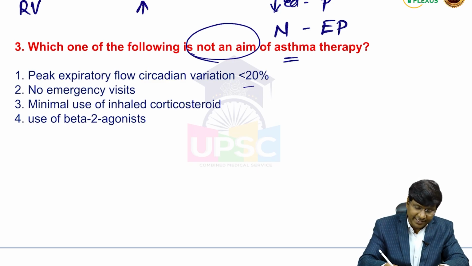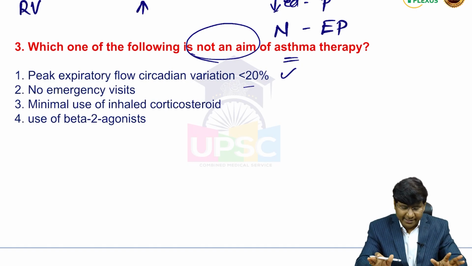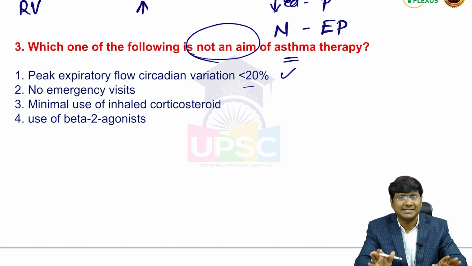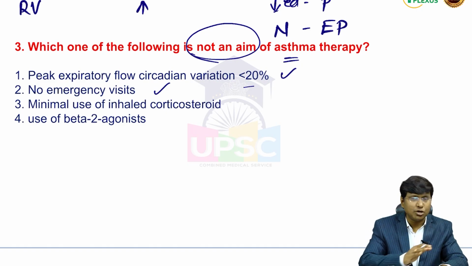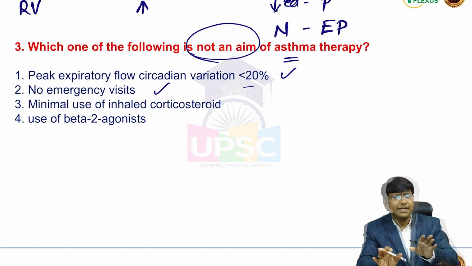Peak expiratory flow rate, circadian rhythm less than 20%, yes, right? You should ensure that the peak expiratory flow circadian variation should be less than 20%, and that is the aim of the asthma therapy. And there should not be any emergency visits, right? And use of the beta-2 agonist, right?